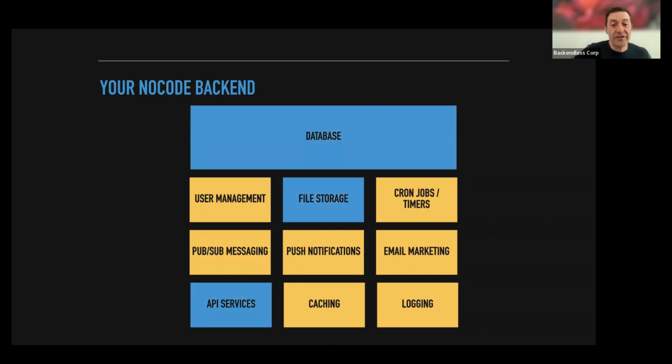Specifically, these three blocks, database, file storage, and API services, is where you can make direct impact on making it more scalable or less scalable. And these are the things that I want to look into in this webinar. We'll start with the database.